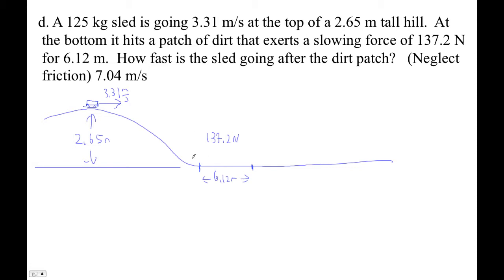Okay, so this is supposed to be a 2 to 2. I think here we've got mgh plus 1/2 mv squared. We've got kinetic and potential here. And then it goes to force times distance. And then we want to know the speed of the sled right after the dirt patch, right?